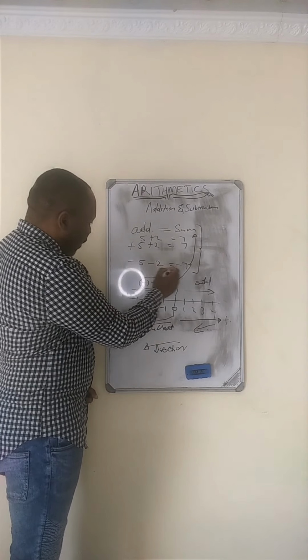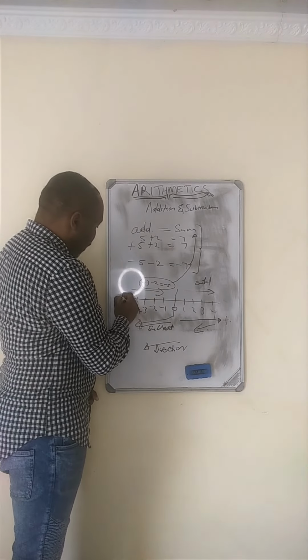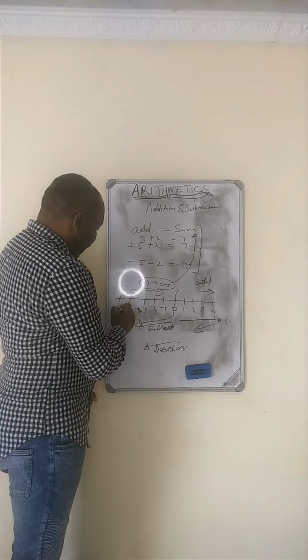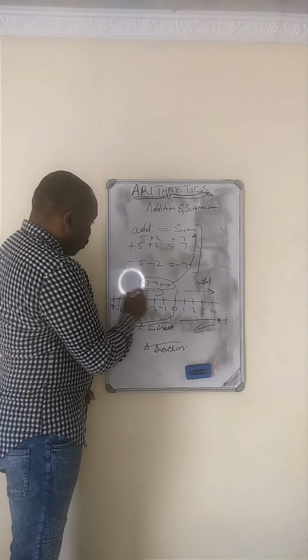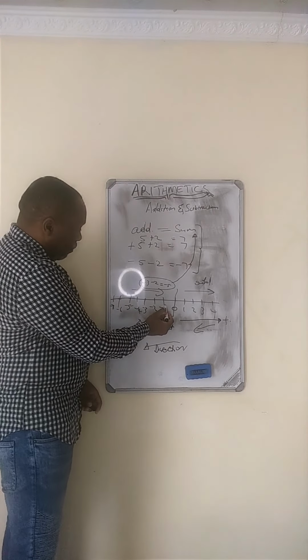A minus 5 and a minus 2, I would have to add minus 5 here, add minus 6 and add minus 7 here to get to this minus 7. So it's a minus 5.